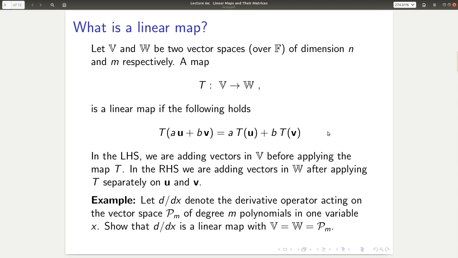It's very, very simple. It's compatible with the linearity. Addition of vectors in V is compatible with the addition of vectors in W. Order doesn't matter. That's what it means.